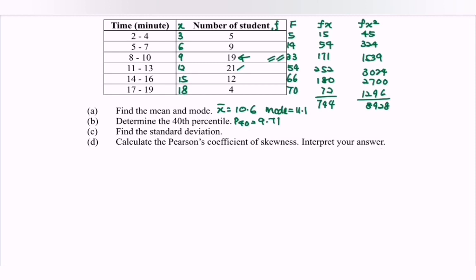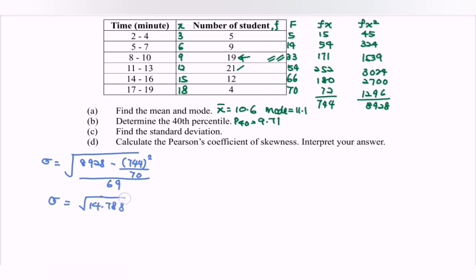Next, find the C. We have the standard deviation. So sigma is equal to the square root of 8928 minus bracket 744 bracket squared over 70, all over 69. So the standard deviation would be the square root of 14.788. So the standard deviation would be 3.85.